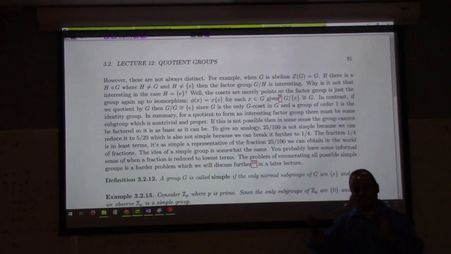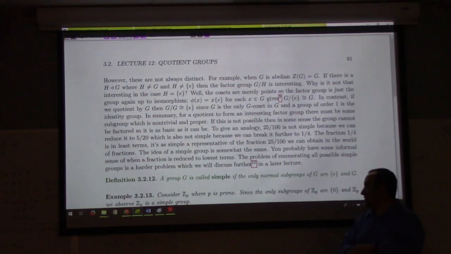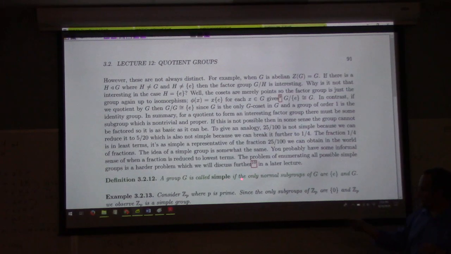When that is not possible, we say that the group is simple. A simple group is one for which there does not exist a normal subgroup which is a proper, non-trivial subgroup. A group G is called simple if the only normal subgroups of G are E and the whole group itself.